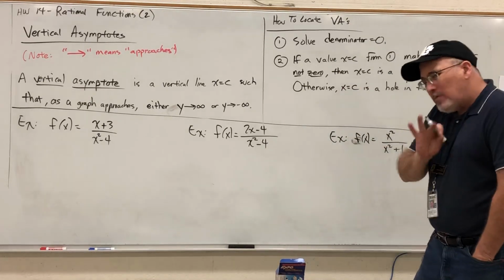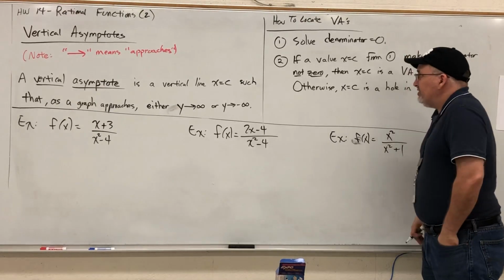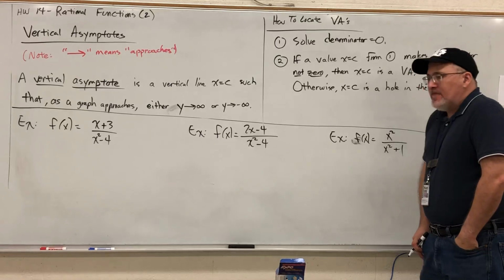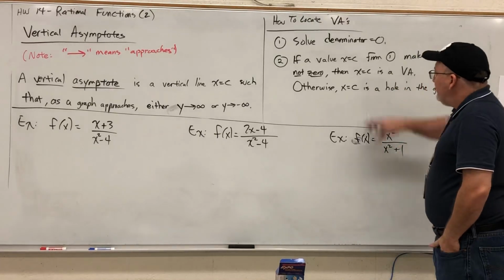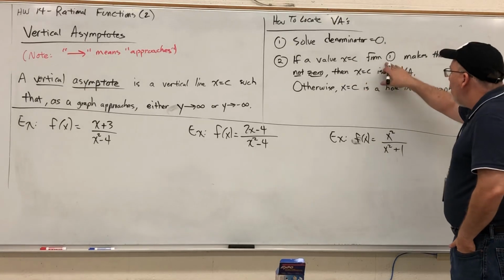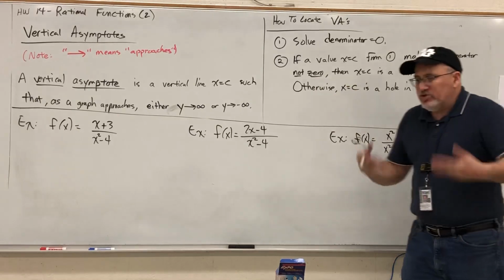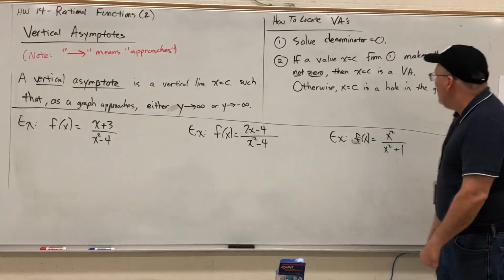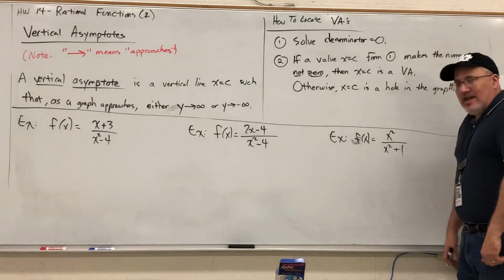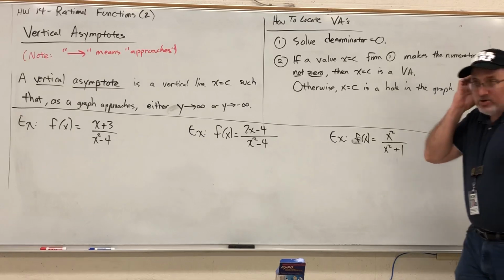But there's a little bit more to it than that. You start by solving the denominator equal to 0, but then you have to check those answers with the numerator. If a value x equals c from part 1 makes the numerator not 0, in other words, you got an answer from the bottom and you plug it into the top and it doesn't give you 0, then that number is a vertical asymptote. Otherwise, it's a hole in the graph, as you'll see here in just a moment.